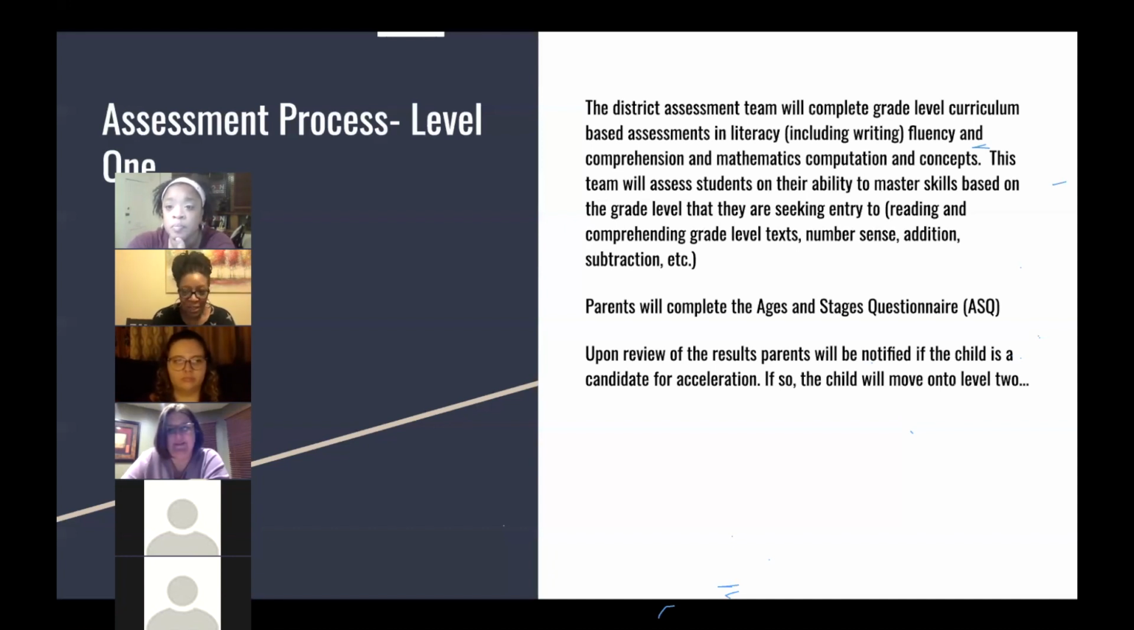So this wonderful team assesses students and their ability to really master skills in their current grade, but also really probing, again, as I was saying, end of kindergarten and end of first grade skills as we're thinking about that grade level that they're actually entering. So we're really looking for students to be able to read and comprehend grade level texts, that they have a really solid knowledge of number sense, that their addition and subtraction facts are key. And Michelle, is there anything that I might be missing?